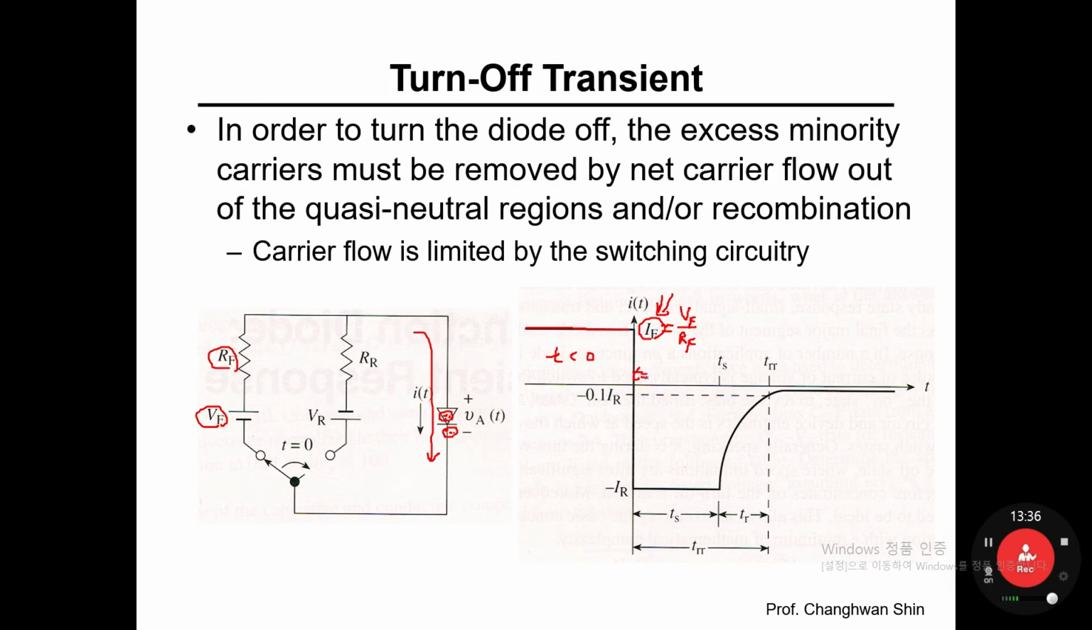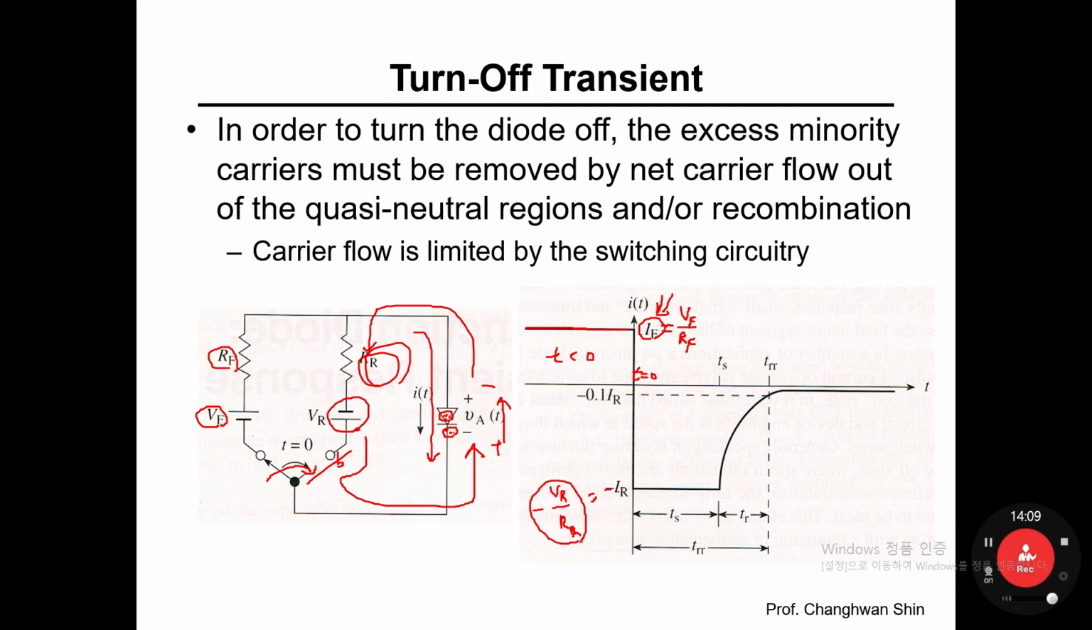And now, when the switch has been moved to node B, the reverse bias has been applied. And this current flow should be very limited by this resistor. This minus IR means the current direction is opposite, so it is minus VR over RR. This value would limit the total amount of current in this circuit loop. So this value should be well chosen.